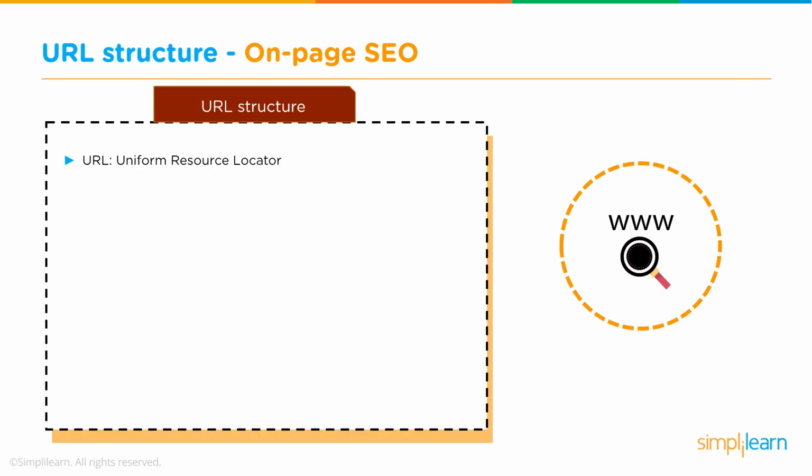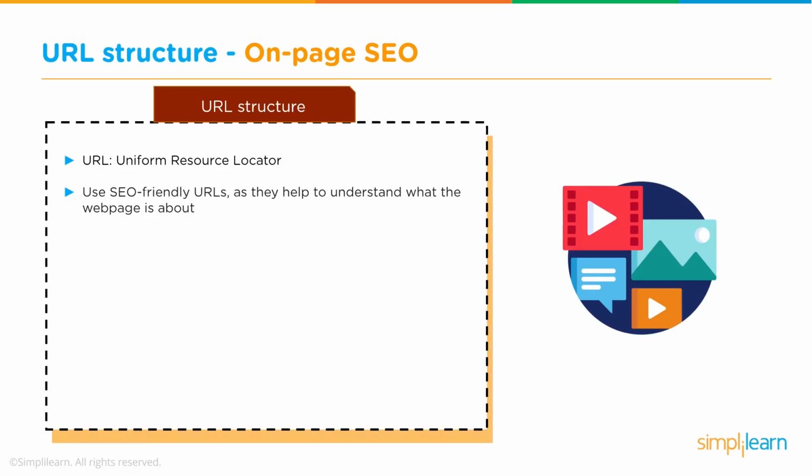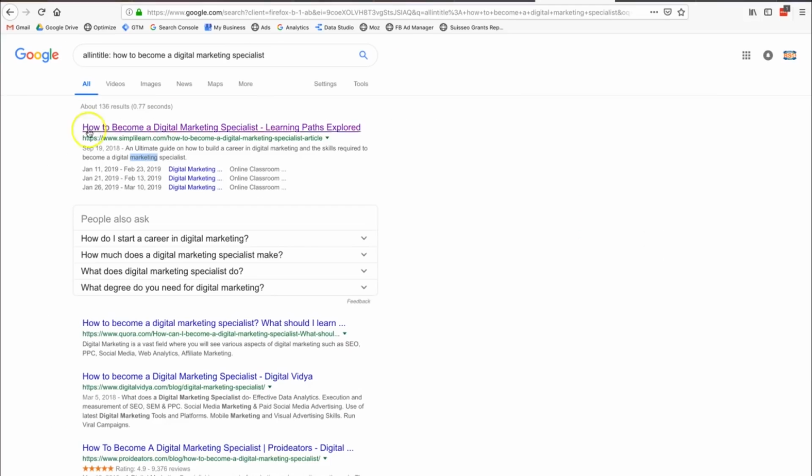And URL stands for Uniform Resource Locator. And why is the URL so important? Because that's what people see. So if I go back to my search result, how to become a digital marketing specialist, notice that the URL also includes how to become a digital marketing specialist article. Okay, so it's very relevant. The URL is very relevant.